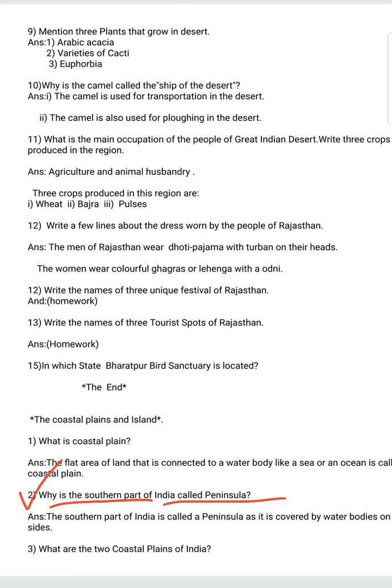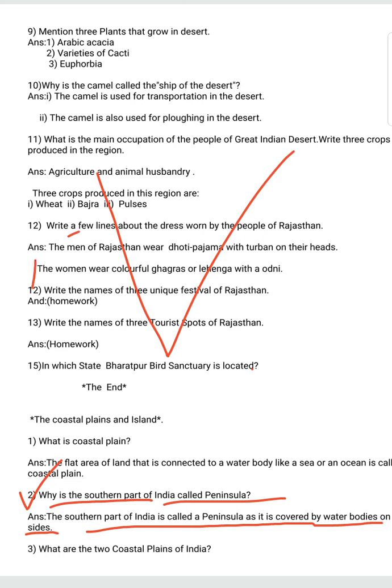So here also let me give a tick. I am giving a tick, you remember, important for your exam. The southern part of India is called peninsula as it is covered by water bodies on its three sides. Yes, you look at the map, I am showing on the map in the video. You look. So India's southern part, right?